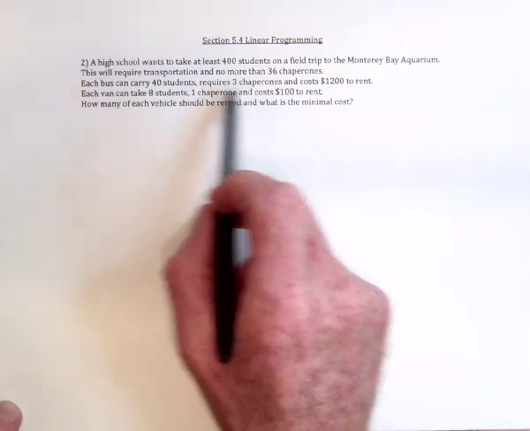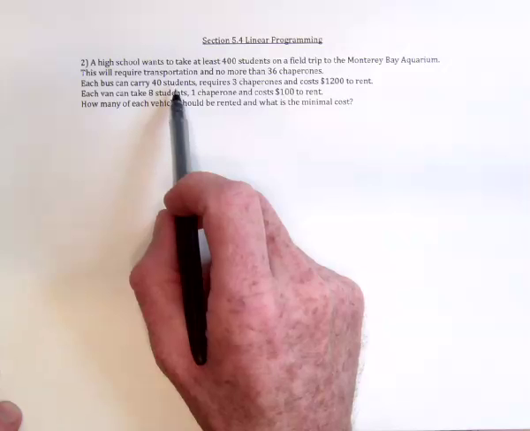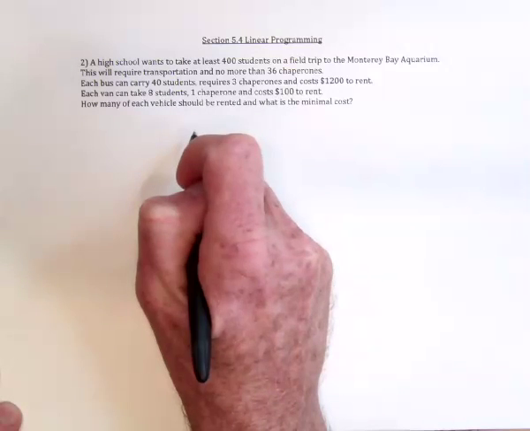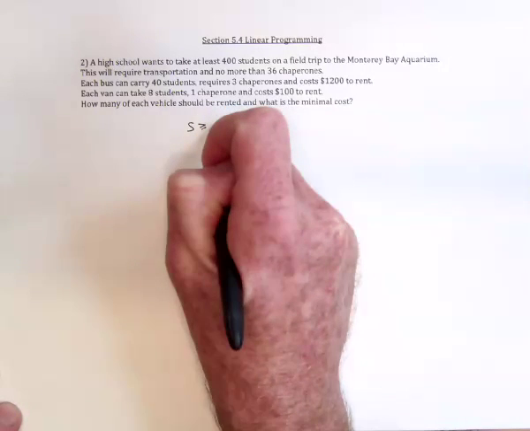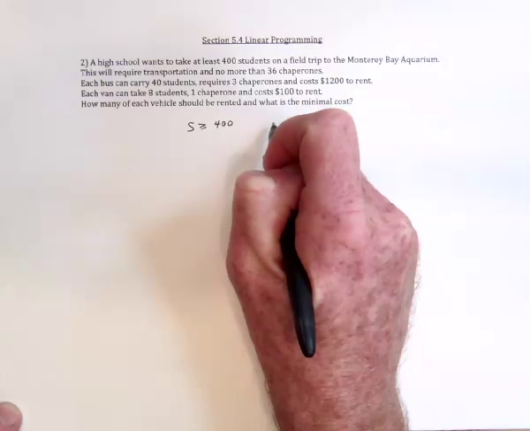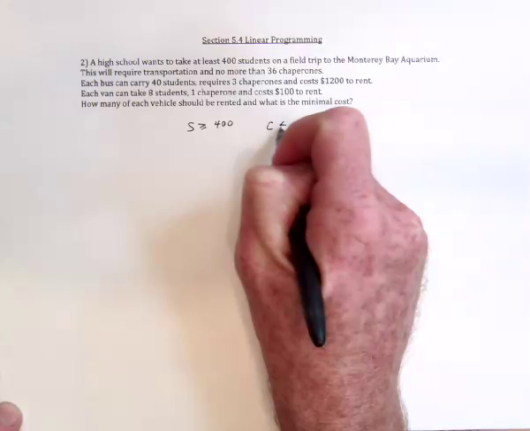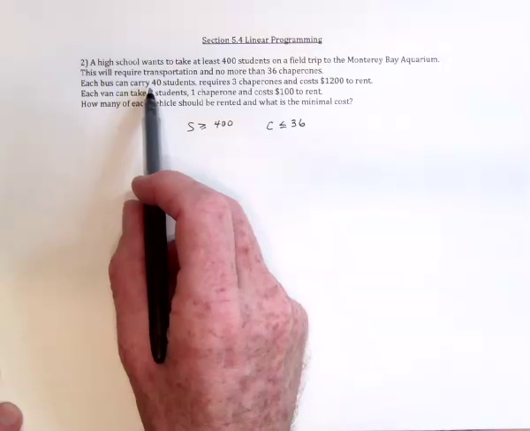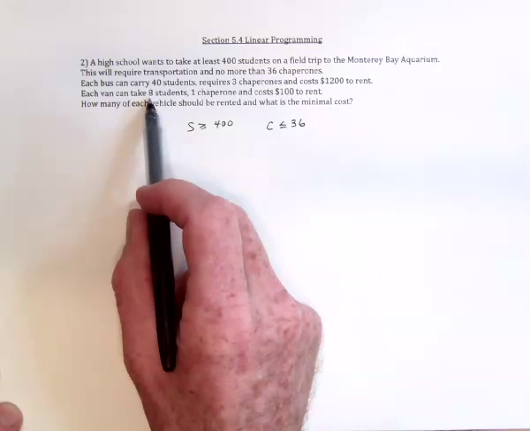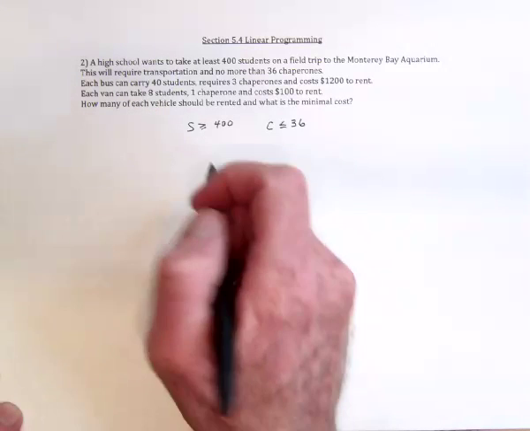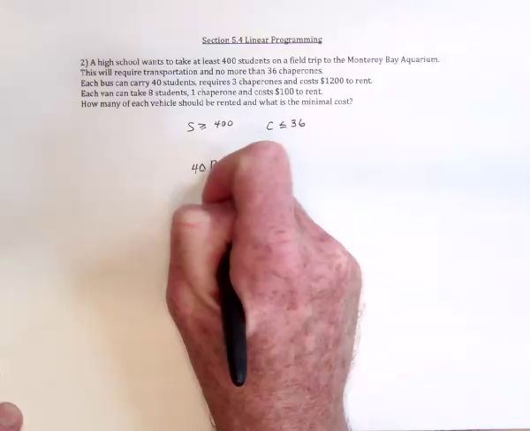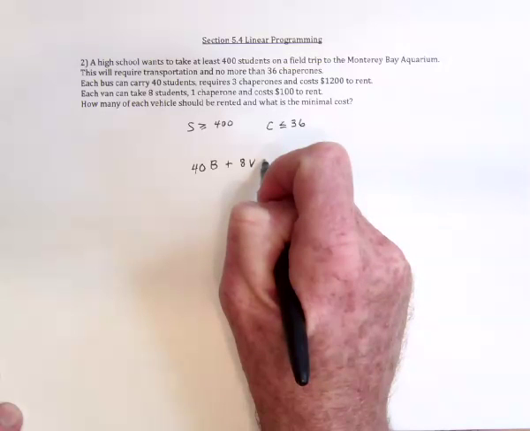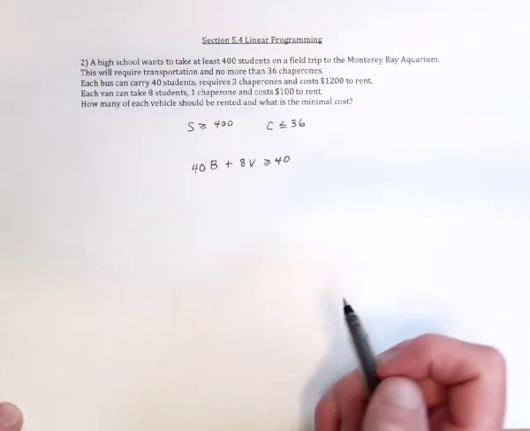And then on those, here are the requirements for how many students and how many chaperones. So S for students and C for chaperones. As far as the students, it says that they want there to be at least 400 students. Now a bus can carry 40 students while a van can carry 8 students. So counting up the students, we would have 40 students per bus plus 8 students per van, and we want at least 400 to go.